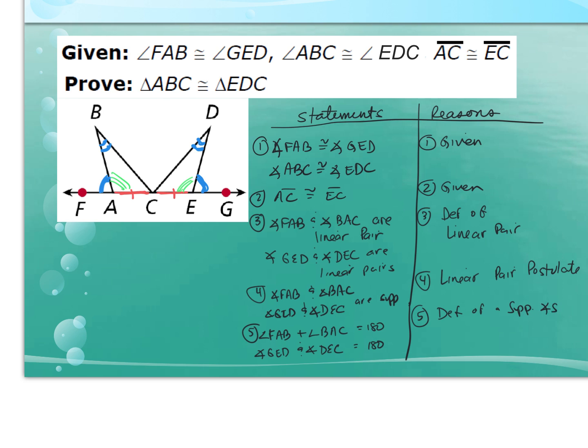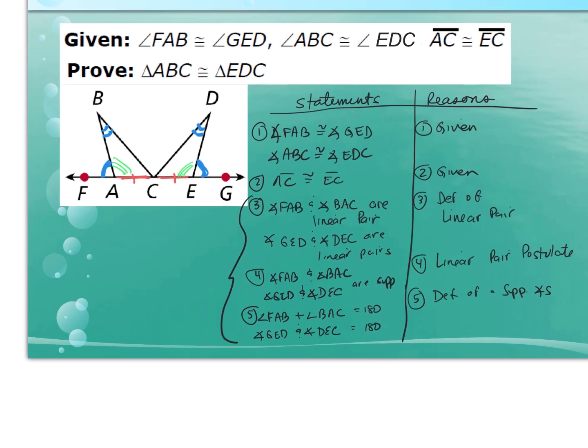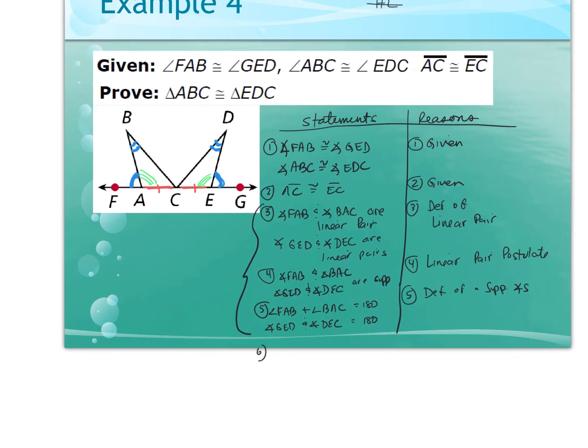So anytime I see a linear pair, guys, these three things flow together. First, I identify them using the definition. Then I say they're supplementary using the postulate. And then I say that their sum is 180 using the definition of supplementary angles. Now I can rewrite this as angle FAB plus angle BAC equals angle GED plus angle DEC. Basically, I'm using substitution here.